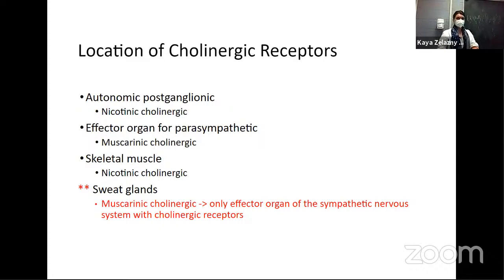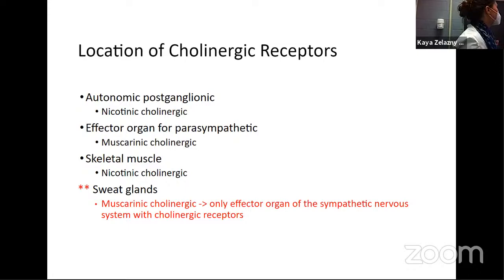So when we're thinking about the location of those cholinergic receptors, we see them in all of our autonomic postganglionic neurons. So at that synapse between preganglionic and postganglionic, regardless of whether we're talking parasympathetic or sympathetic, there's always going to be a cholinergic receptor, and specifically that's a nicotinic cholinergic receptor. You're going to see that.